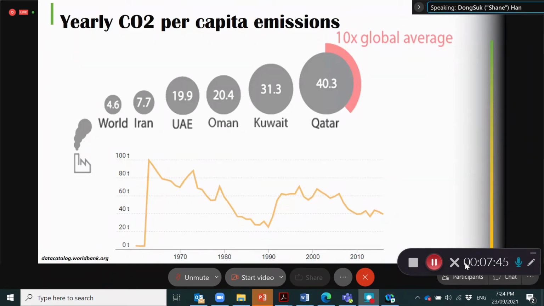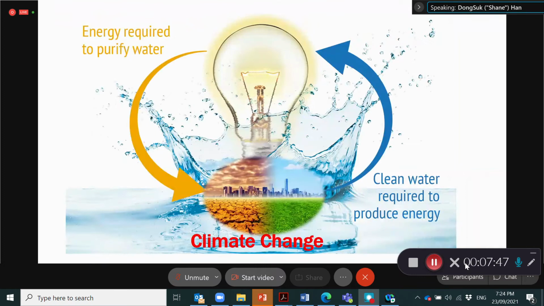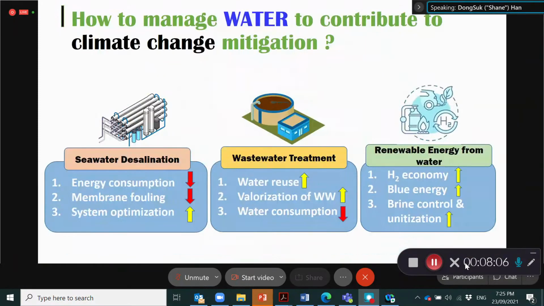So that is this other advantage case, the water energy plant in Qatar. So we need to consider climate change. The CO2, as you know well, contributes to global warming, finally leading to a bad case of climate change in the world. So how can we manage water to contribute to climate change mitigation?